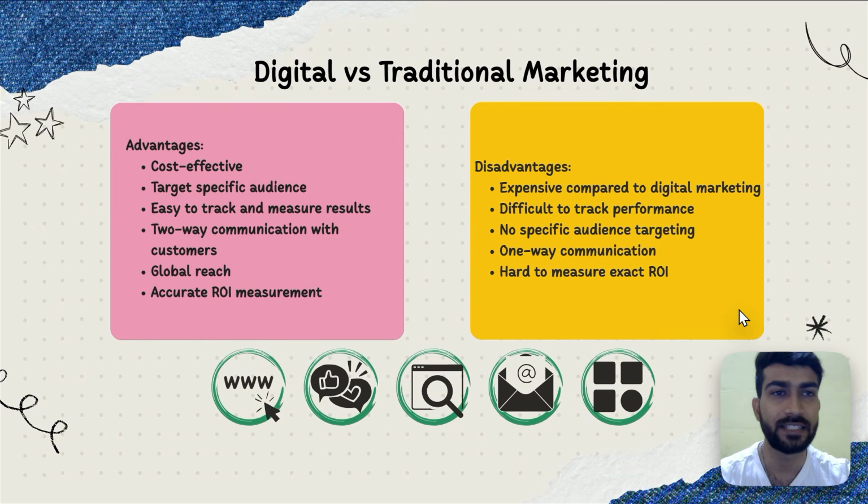What are the advantages and disadvantages of this? Digital marketing is cost effective. We spend little money and get big results. Then target a specific audience, as we discussed that we can target it. Then different kinds of communication, right? Global reach, there is no limit. And accurate ROI measurement, that is very important, because we are getting true insights.